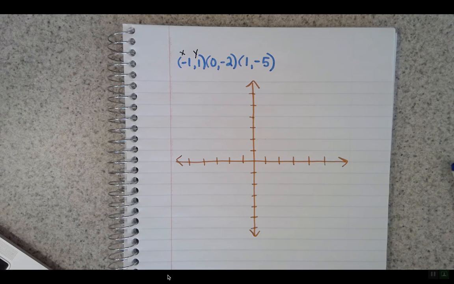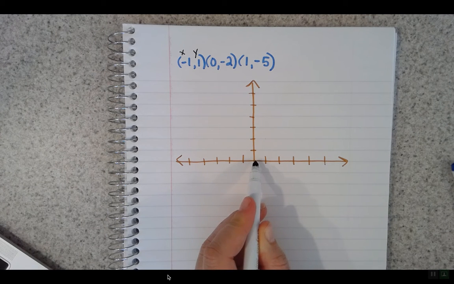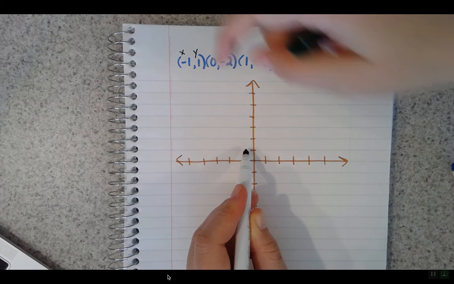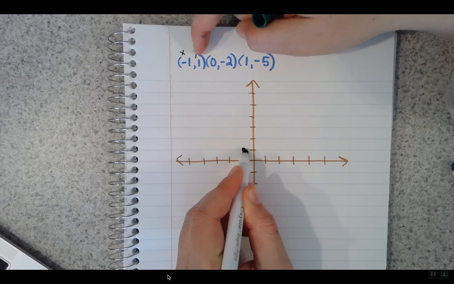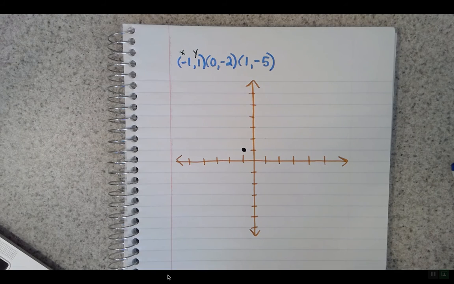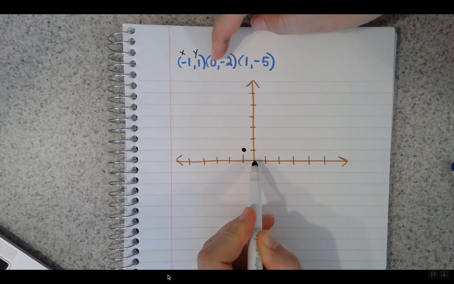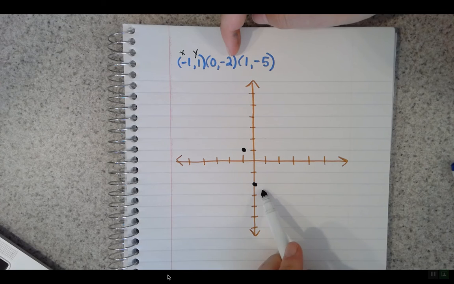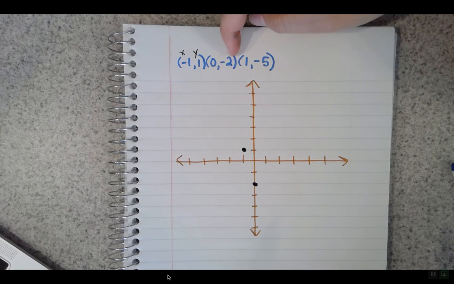So starting at the origin, or in the center, I need to move left 1 space because of the -1, and then up 1 space because of this +1, and I get my first point located there. To plot the second coordinate, start at the origin. Now my x value is a 0, which means I don't move left or right. I stay centered. My y value is a -2, which tells me to move downward 2 spaces on the y-axis. That would be the location of my second ordered pair.